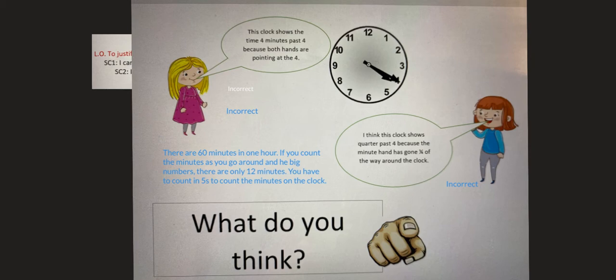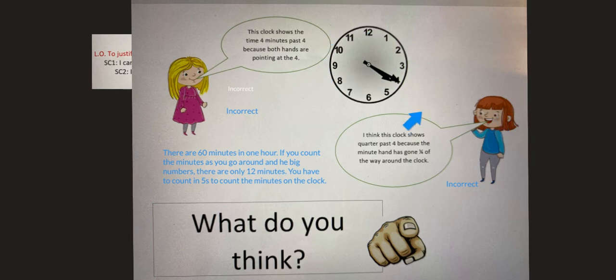Okay. So we've said whether we think she's incorrect or correct. We've given some more information about it. There's 60 minutes in an hour. And we've used evidence by showing that if we count around the clock in 1s, then there's only going to be 12 minutes. But if we count around in 5s, then that gets us to 60.